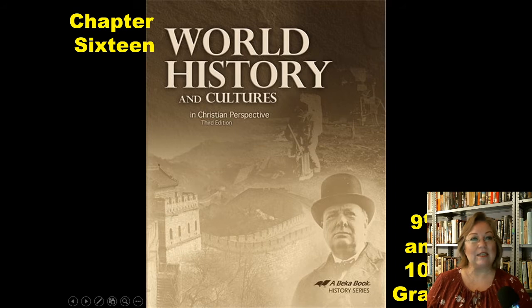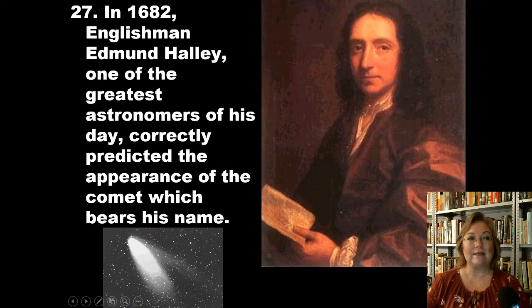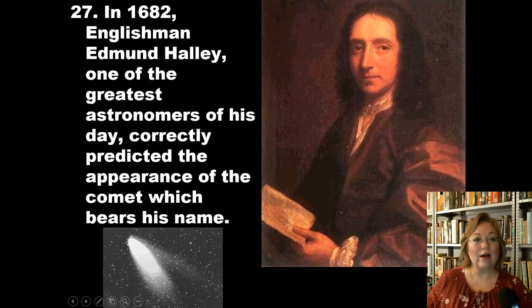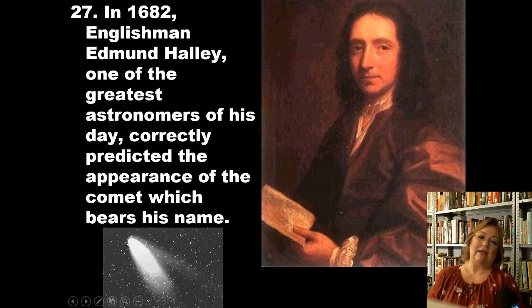Okay, so let's talk about what we're going to be doing today. We're finishing chapter 16. We're still talking about the scientists. In 1682, an Englishman named Edmund Halley, or Halley, was one of the greatest astronomers of his day, and he correctly predicted the appearance of a comet, which still bears its name. It's seen about every 74 years, I believe it is, Halley's Comet. So 1682. So go ahead and write down Englishman Edmund Halley.